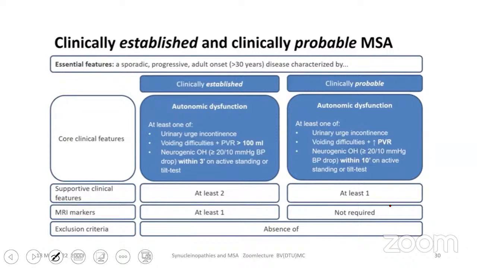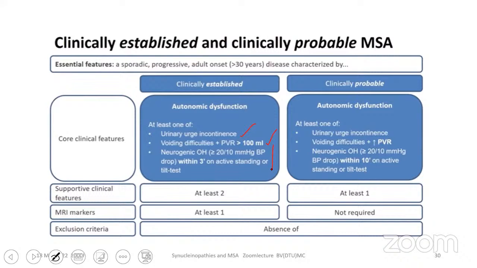One is urinary urge incontinence. And when you do ultrasound for voiding difficulties, the post-void residue should be more than 100 ml for diagnosis. And neurogenic orthostatic hypotension should be more than 20/10 diastolic blood pressure fall within 3 minutes on active standing or the HUT, head up tilt test. So this is the new thing that has come. Earlier we used to think it is 30/15 for 3 minutes. Now the criteria has changed the definition of orthostatic hypotension.